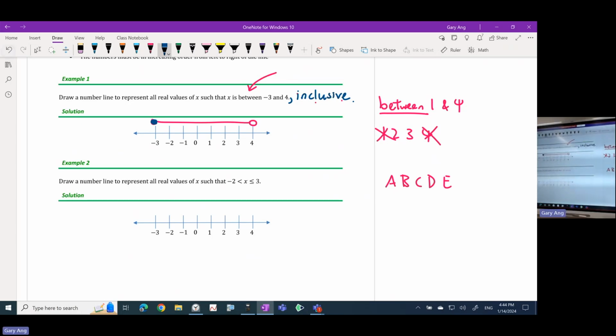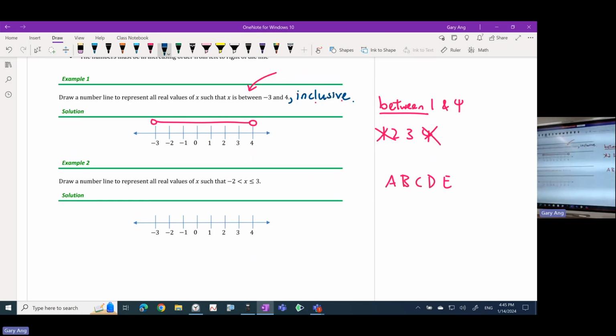So very simple. Whether you include or don't include depends on whether you want to color the dot or not. If you color the dots, you include that value. That means x can be equal to -3. X can be equal to 4. If you don't color, then x cannot be equal to -3 or x cannot be equal to 4. X is not 4. Understand? Okay, so the word inclusive is important, of course.